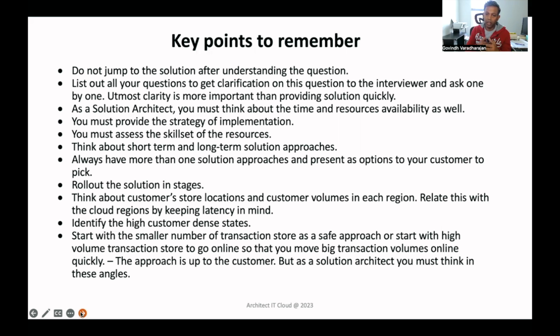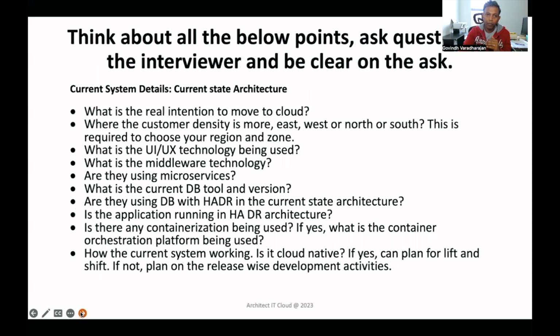I always say start with small so that you can capture all those issues without a bigger impact, so that you can confidently go and implement for the bigger volume transaction regions, right? And these are all the points that you have to remember and ask the interviewer, so that you can get very good clarity on the question.